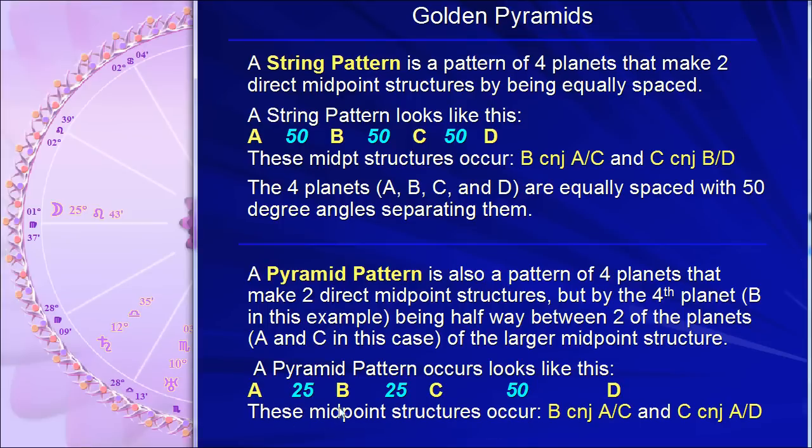So we have 25 plus 25 degrees equals 50 degrees, and 50 degrees, so C is at the midpoint of A and D. And then you take one of these sides, it could be either the CD angle or the AC angle, and you divide that in half. So we call it a pyramid.